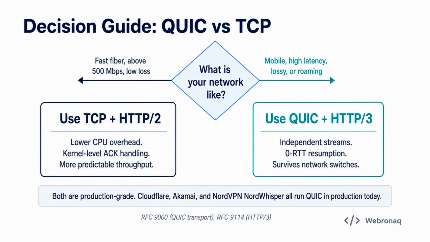On the other hand, if your users are on fast fiber above 500 megabits per second, TCP plus HTTP/2 still holds the throughput edge until kernel-level UDP offload becomes universal. The good news is you do not have to pick one forever. Deploy both and let the protocol negotiate automatically, which is exactly what every major CDN already does. Start with RFC 9000 for the transport spec and RFC 9114 for HTTP/3 if you want the full technical picture.